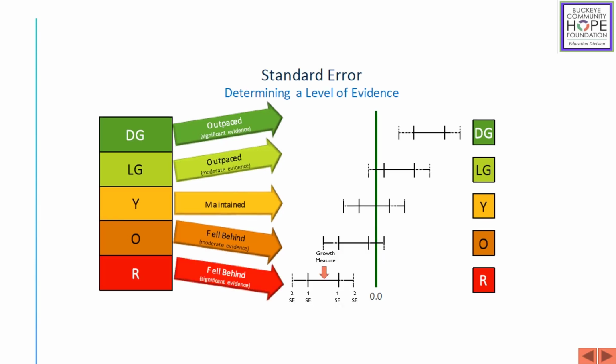When they are both below, as they are in this final example, that's the significant evidence that the students did not meet growth. They fell behind their peers. So you can kind of see the color coding is just based on the evidence of how confident we are in that growth measure, up to and including 2 standard errors of the growth measure, which would represent a pretty accurate calculation.